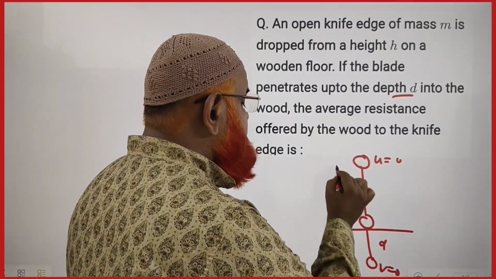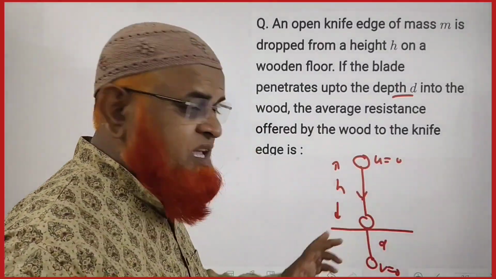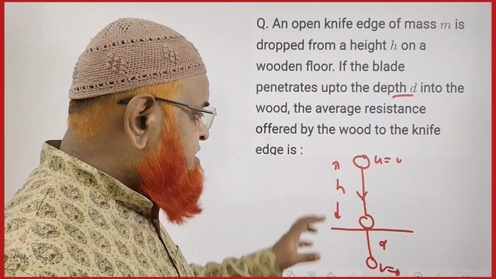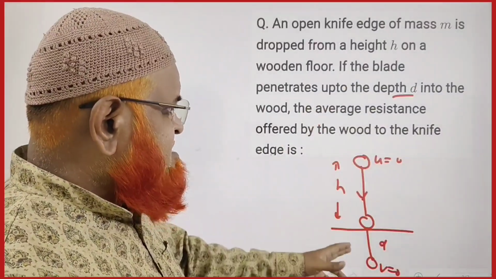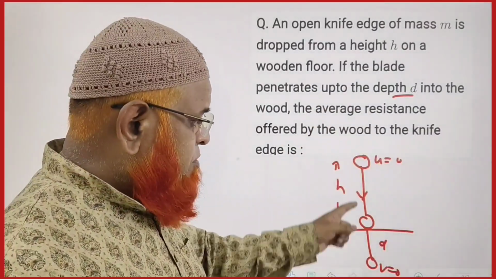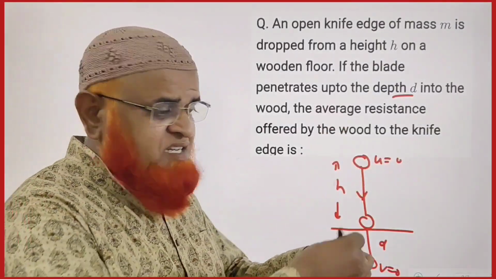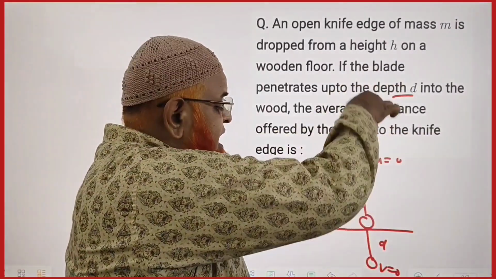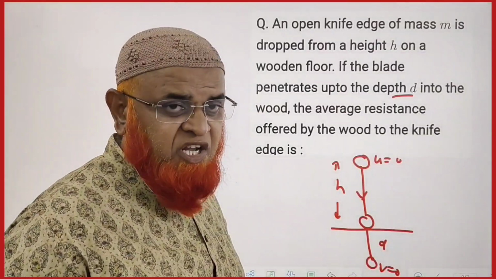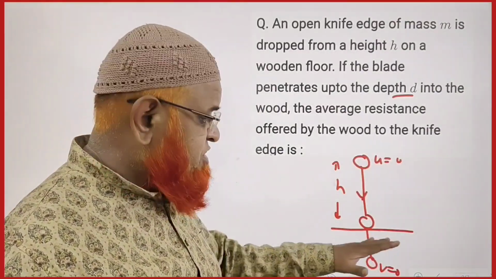ओके, एंड हाउ मच टोटली हियर? दिस इज गोइंग टू बी द हाइट h. ये वाला हाइट h एंड इट इज गोइंग इनसाइड टू डिस्टेंस d हियर. अभी देखो यहां पर व्हाट इज द टोटल वर्क डन बाय द नाइफ एज. ओके, so knife edge is falling like this on the floor and it is entering into the floor because it is very sharp and because of resistive force it is going to stop.